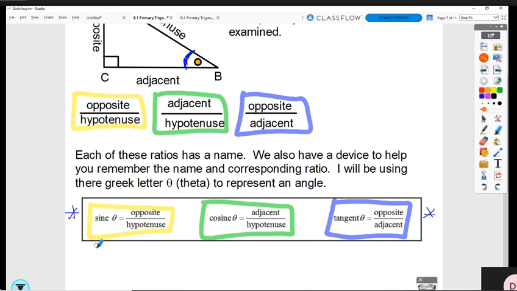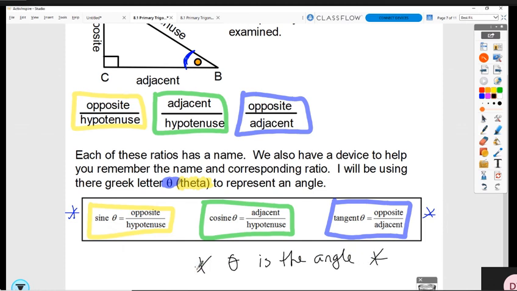Without a doubt, we need to know that it is the sine of an angle. See this little angle here? It looks a little weird. It's this little Greek letter, theta. That's what we call it. Can everyone see that? Theta, theta. Theta is the angle.